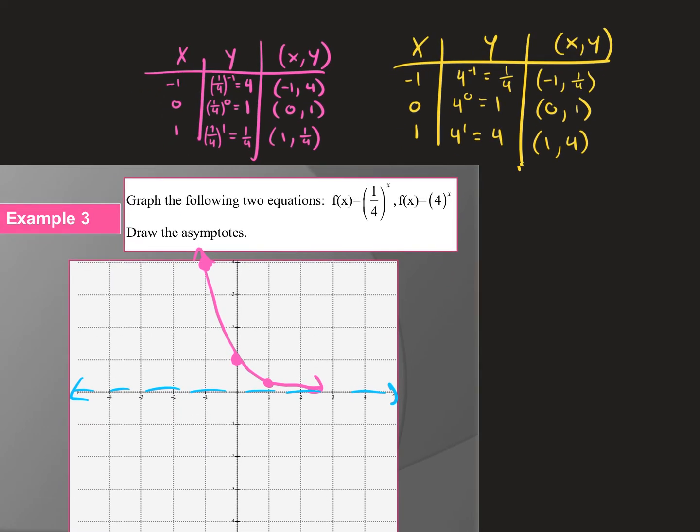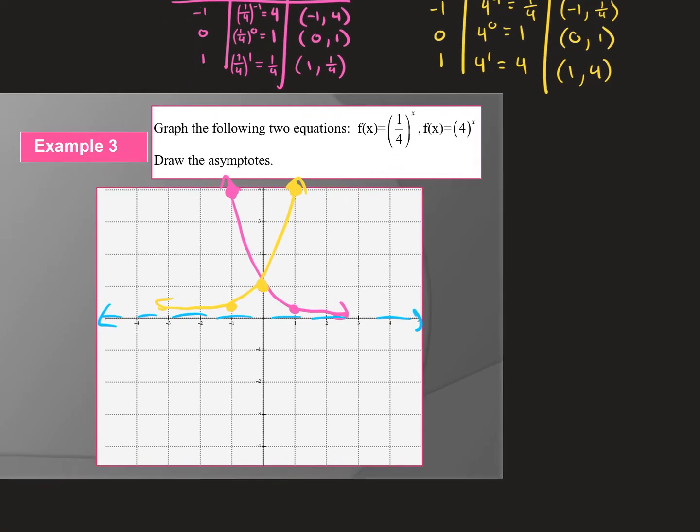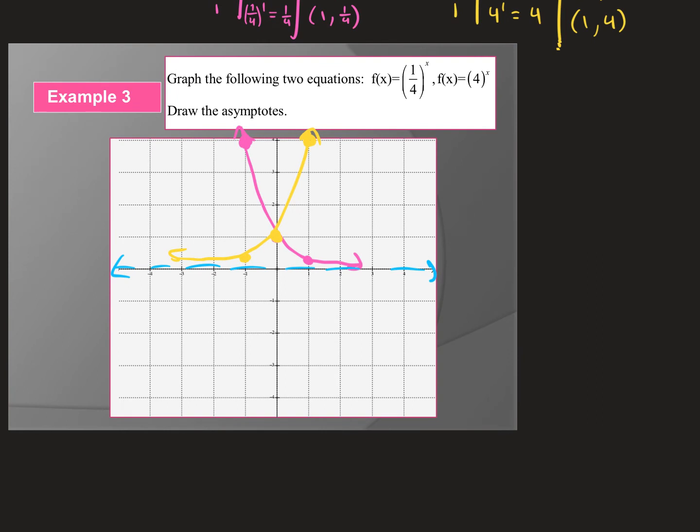So let's plot those points. I go to the left to -1, up 1/4. Stay at 0, go up 1, and to the right 1, up 4. Then connect my dots. Again, for this graph, our horizontal asymptote is y is equal to 0. So we get really, really close to 0, but don't touch.